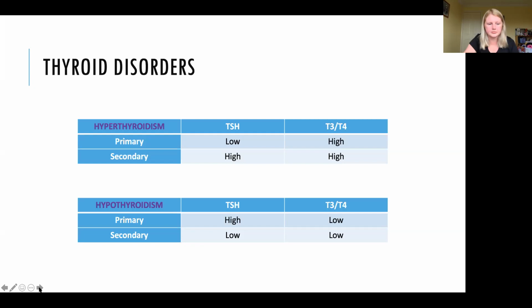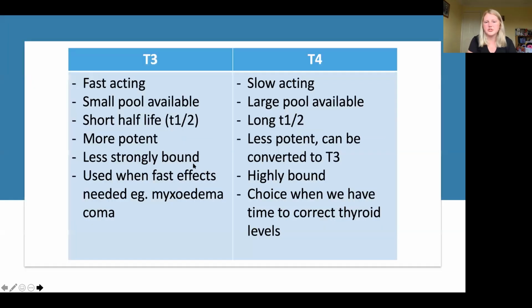For obviously just remembering that T3 is the faster acting form with a shorter half-life. It's definitely more potent and less strongly bound to plasma proteins. So in terms of its use, it's quite limited in terms of only being used when it's really needed. So in this case, that would be myxedema coma.